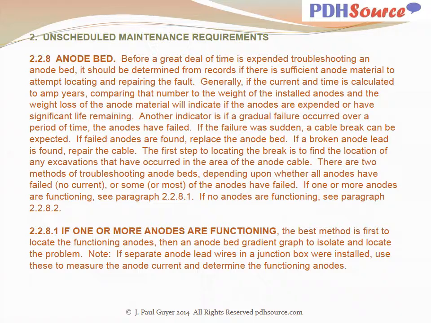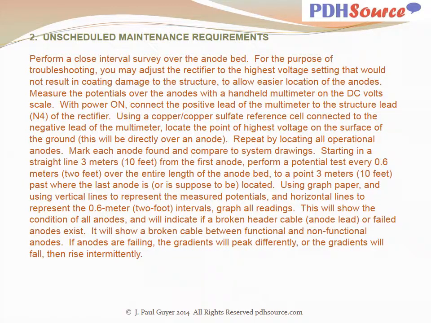If one or more anodes are functioning, the best method is first to locate the functioning anodes, then use an anode bed gradient graph to isolate and locate the problem. Note that if separate anode lead wires in a junction box were installed, use these to measure the anode current and determine the functioning anodes. Perform a close interval survey over the anode bed. For the purpose of troubleshooting, you may adjust the rectifier to the highest voltage setting that would not result in coating damage to the structure to allow easier location of the anodes.